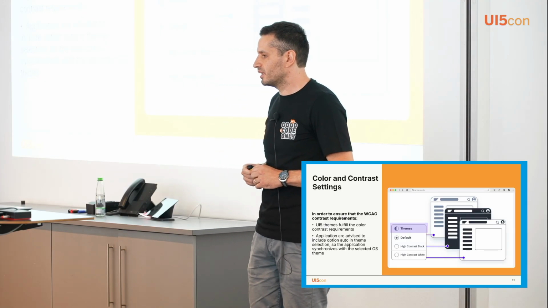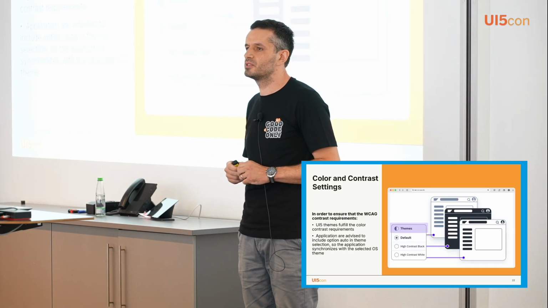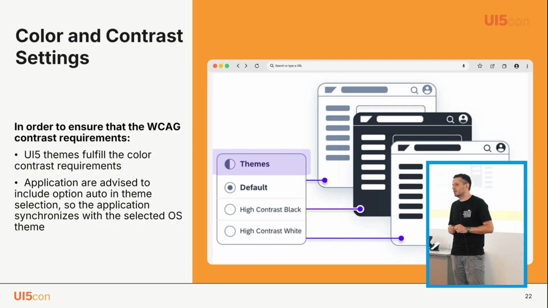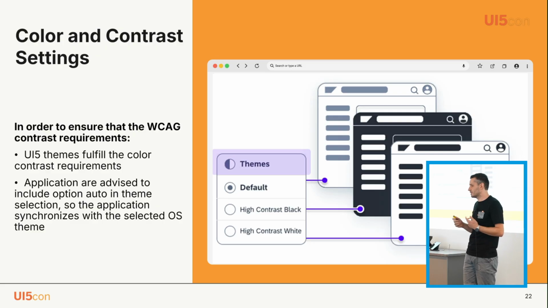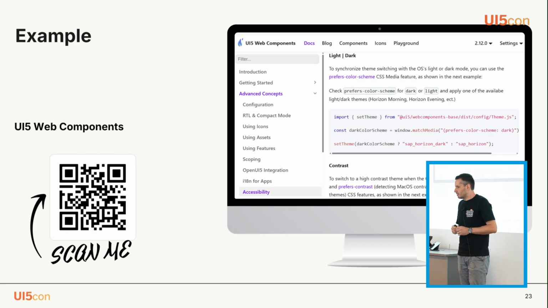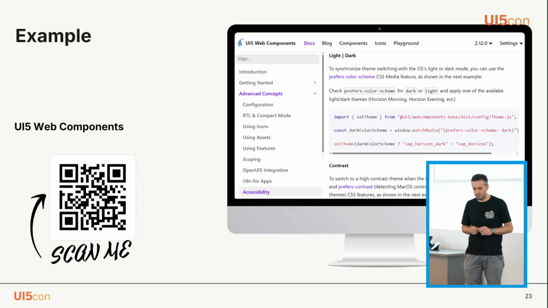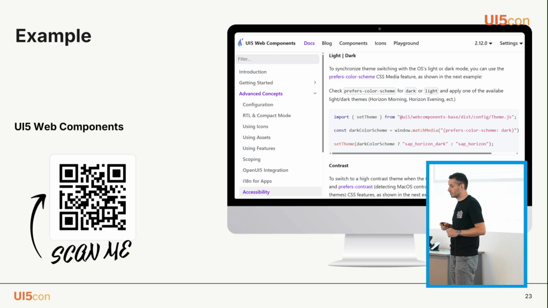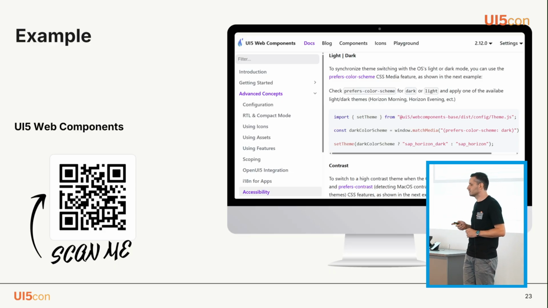With regards to color and contrast settings, the UI5 teams provide a minimum contrast ratio out of the box, and on application side, it's always good to provide, it's a recommendation to provide auto theme that automatically synchronizes with the selected theme in the operating system, so that basically the user doesn't have to do anything. Here we have an example of implementation, how this can be done in the web components table. I don't know if the code is readable from the back, but we have here also the QR code that links to the documentation, and the code is pretty simple to implement.